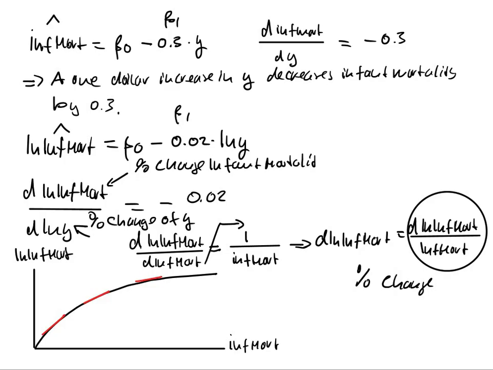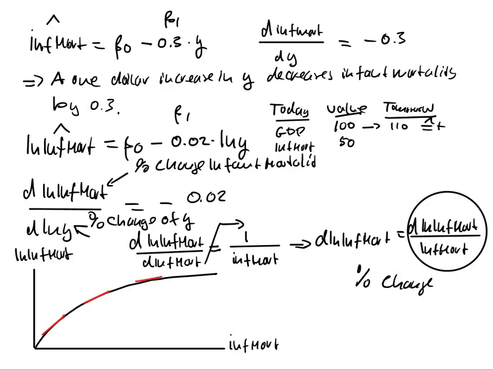So, okay, what does that mean? That means if, for example, a country has a GDP per capita today, let's say the value is 100, and infant mortality is, let's say, 50. Okay. So then, if tomorrow the value changes from 100 to 110, well, that is equivalent to a plus 10% increase, or 0.1.